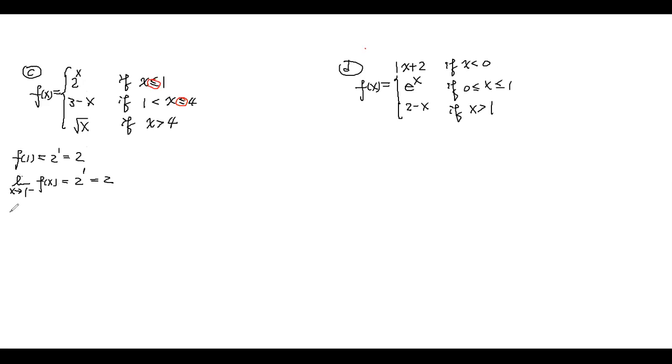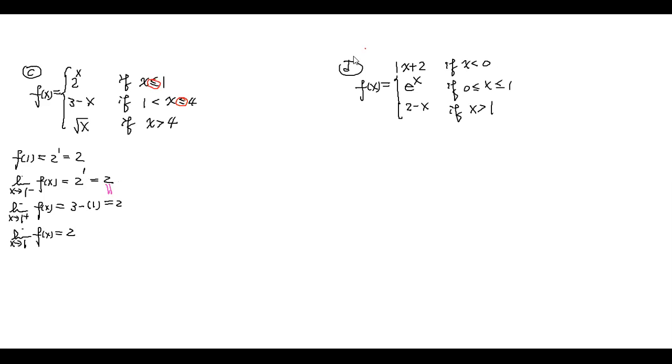Okay, the same thing, you say the limit as x approaches 1 from the right-hand side of f of x. The right-hand side will be 3 minus x, right? So this will be 3 minus 1, which is equal to 2. Oh, very good, right? The limits are equal. So the left-hand side limit equals the right-hand side limit, so the limit as x approaches 1 of f of x equals 2.